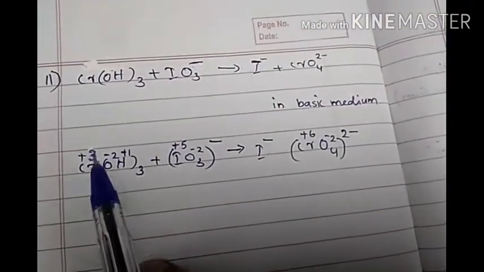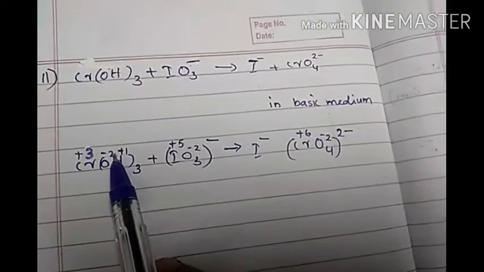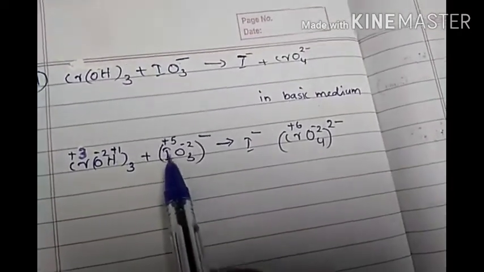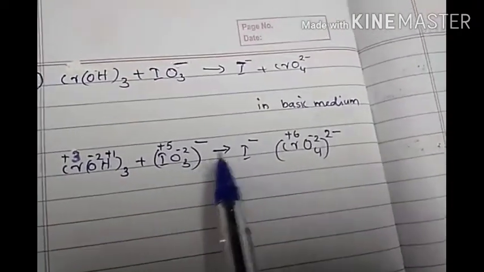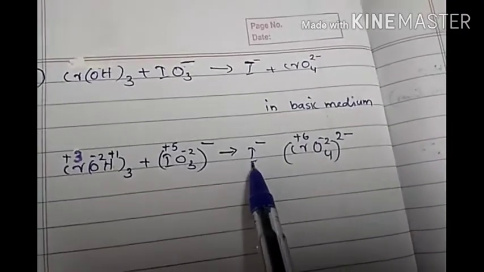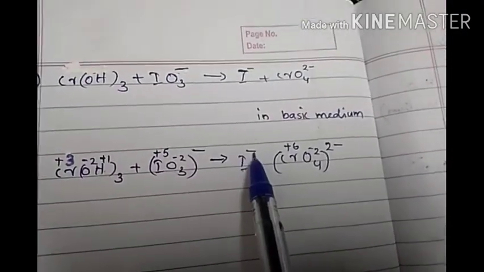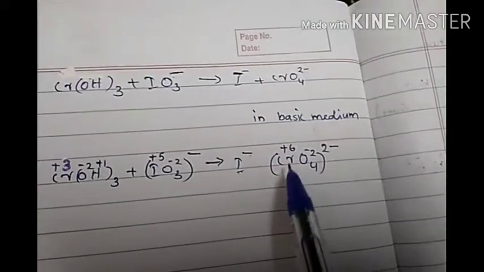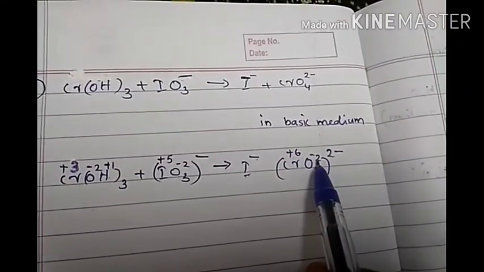See here, the oxidation number of Cr is plus 3, oxygen minus 2, hydrogen plus 1, then iodine plus 5 and oxygen minus 2. Then here I minus is a monatomic ion, so its oxidation number is the same as its charge, that is minus 1. Then Cr here is plus 6 and oxygen is the same, minus 2.